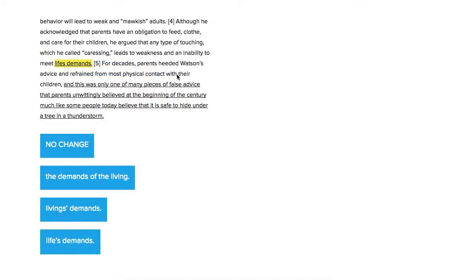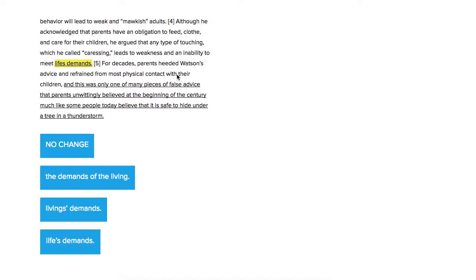So here we have a question on possessives. Let's read the phrase immediately before the highlighted portion. Although he acknowledged that parents have an obligation to feed, clothe, and care for their children, he argued that any type of touching, which he called caressing, leads to weakness and an inability to meet life's demands.